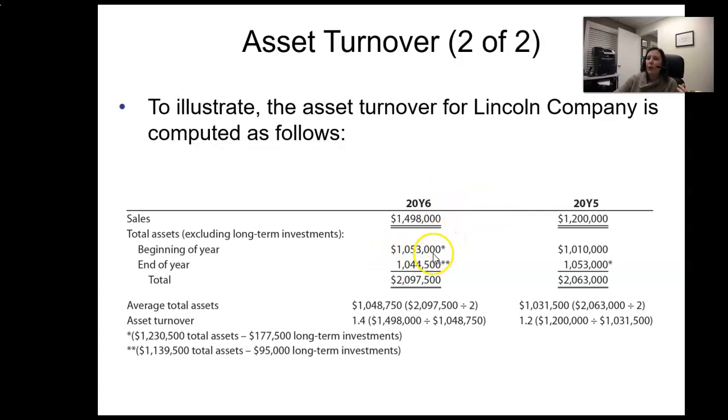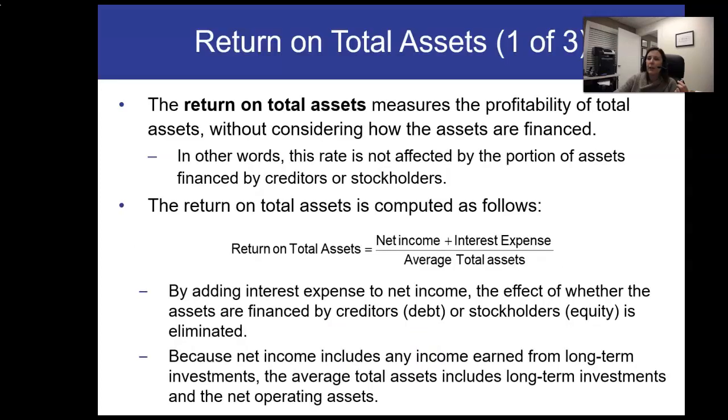And here they have kindly given you those, and they have an asset turnover ratio of 1.2 and 1.4. And they've subtracted out their long-term investments, they tell us.